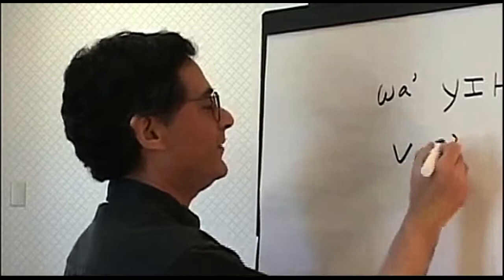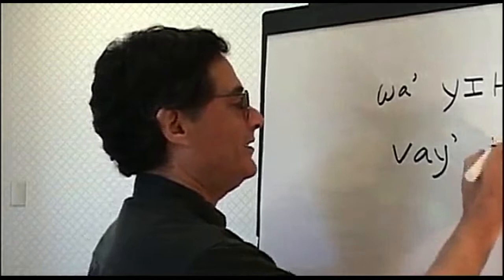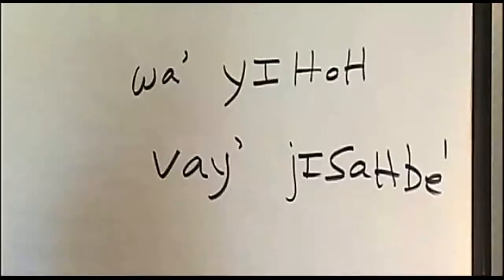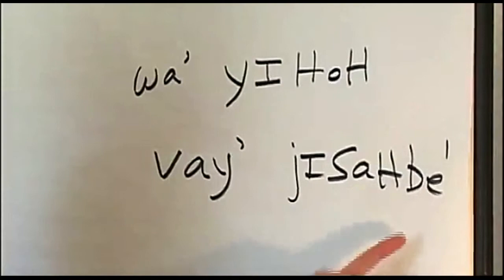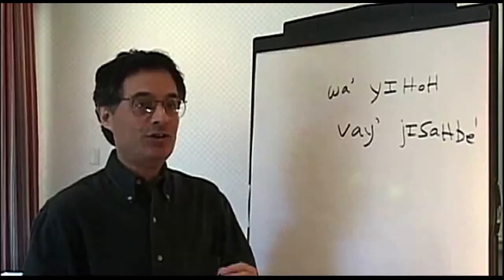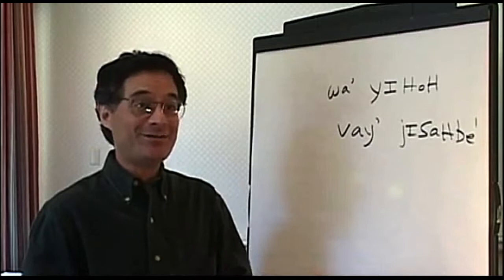I don't care which one. That means somebody, anybody. Then I don't care: jishachbe. Ji means I. Shach means to be concerned about, to care about. Be means not. So, I don't care. Wah yehoh, jishachbe.